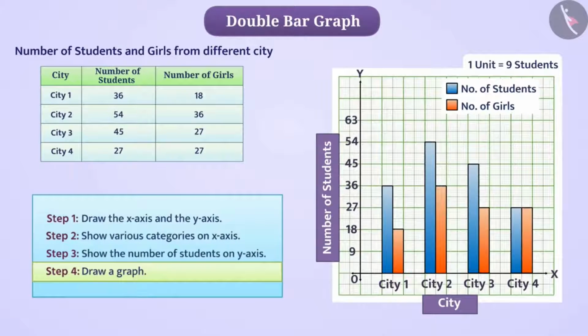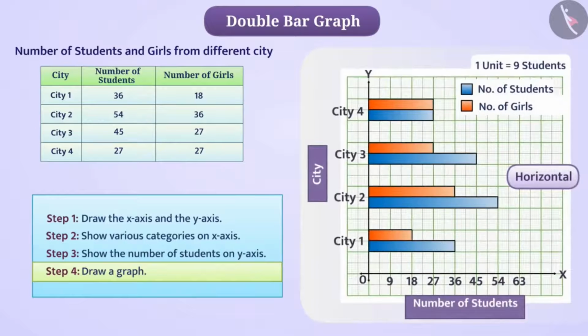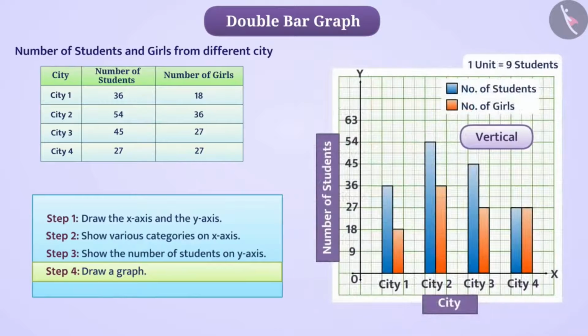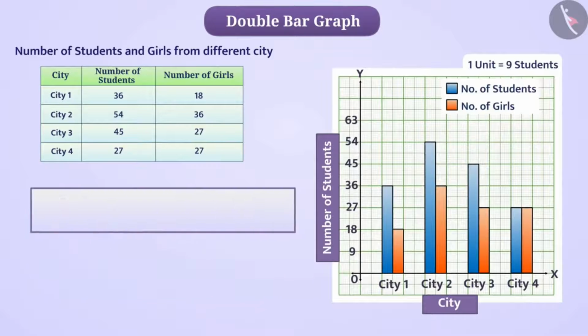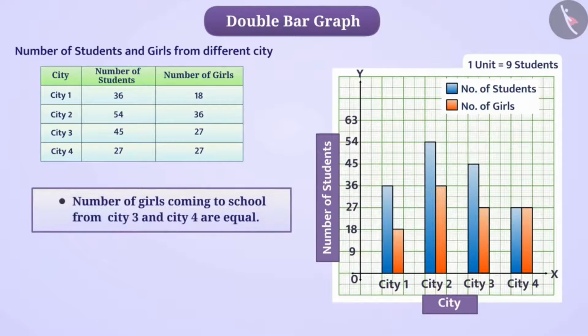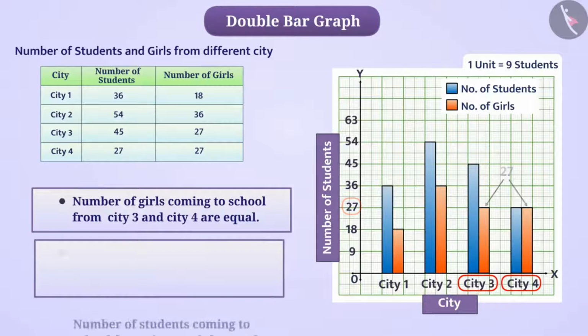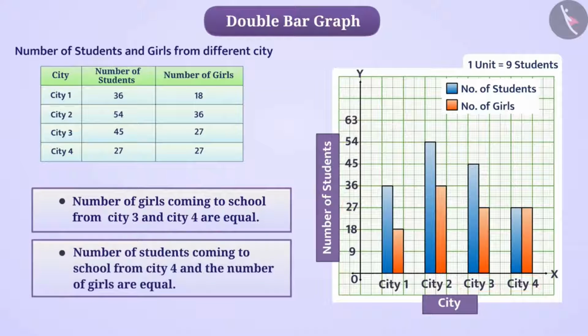Now, you can draw a double bar graph either horizontally or vertically. You can get various information from this double bar graph. For example, the number of girls coming to school from city 3 and city 4 are equal. In the same way, we can also get combined information like the number of students coming to school from city 4 and number of girls are equal. Try yourself to get more similar information.